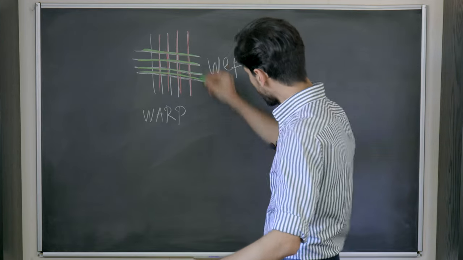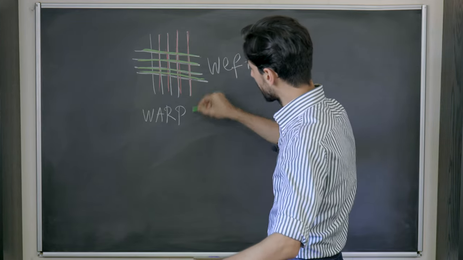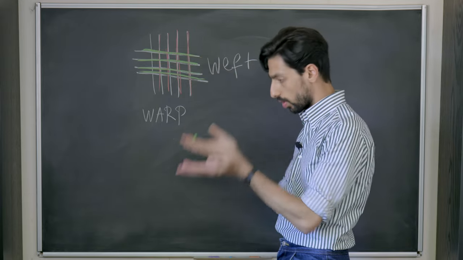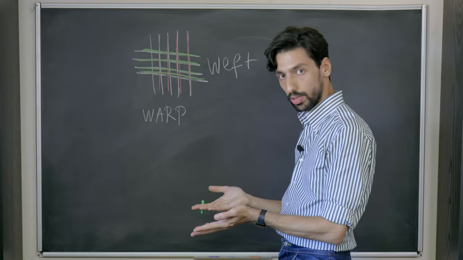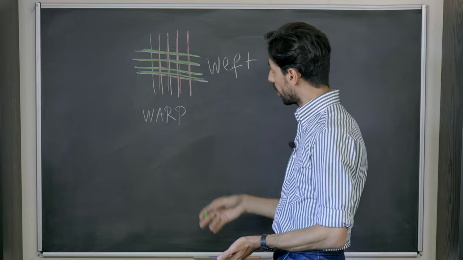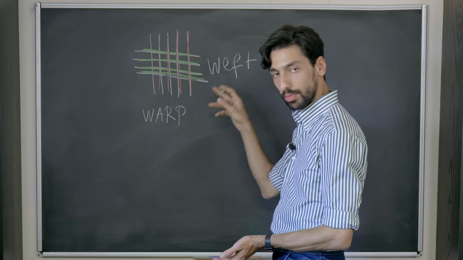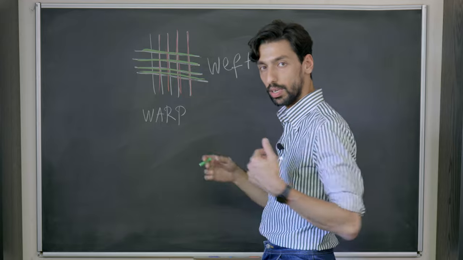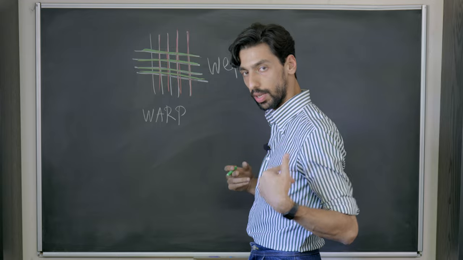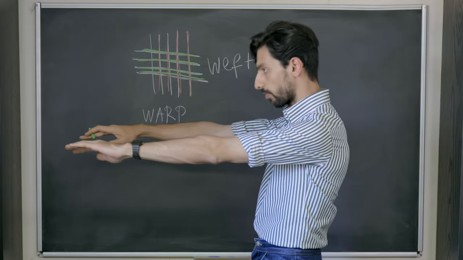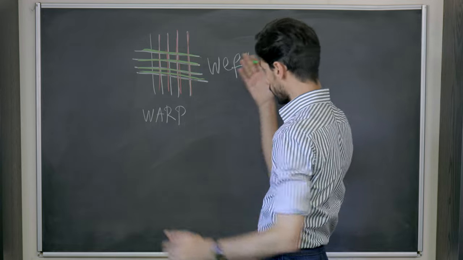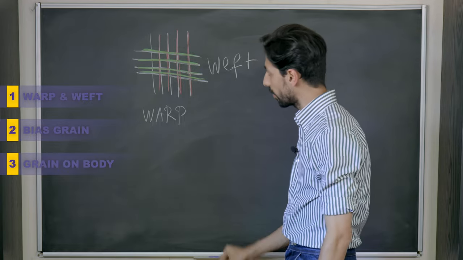Now, the length grain or the warp is the strongest yarn. The reason for that is that when the fabric is woven, there is a lot of tension on those yarns and the weft is then pulled and pushed through those warps. The weft is always more flexible, which is quite convenient because any garment that you're wearing is very likely to have the weft around your body and the warp is just hanging. So if I move my arms forwards, I'm putting tension on the horizontal part of my garment, which is the weft.